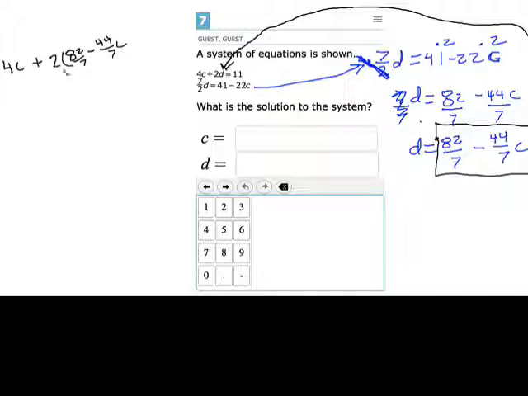(82 over 7 minus 44 over 7), I just copied here, c equals 11. So all we did was just copy what d equals, and now let's simplify. What's 2 times that? I don't even want to do that in my head. So let's clear a little bit of space here.